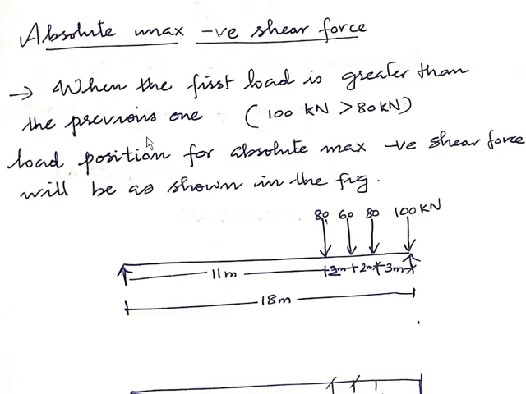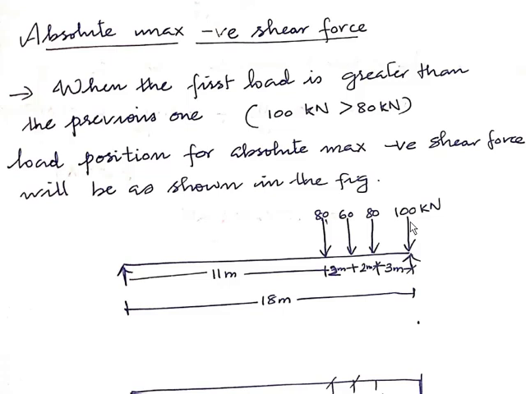So again, the one thing you need to remember here is when the first load is greater than the previous one. Here this 100 kilonewton is greater than the previous load 80. So if you keep this load out of the beam, we cannot get the absolute maximum negative shear force, as this is a higher value and this load should only have the maximum ordinate. So the value will be maximum when this load is on the support B.